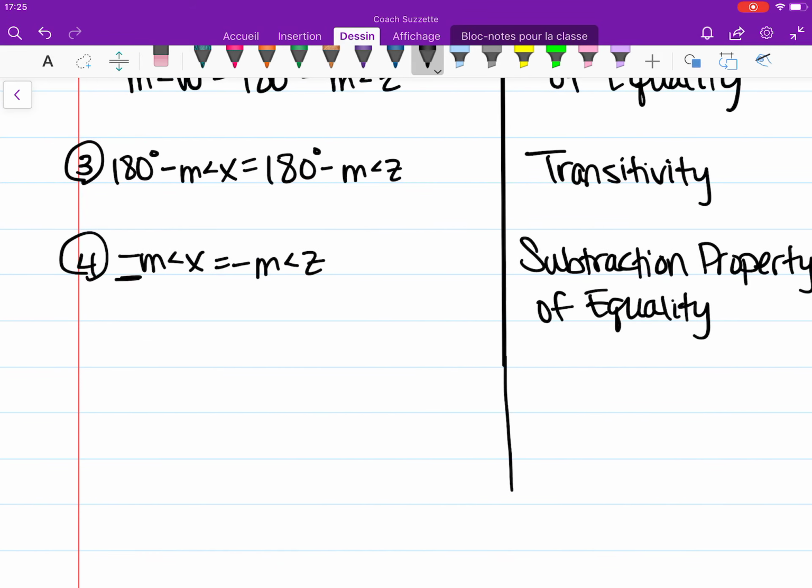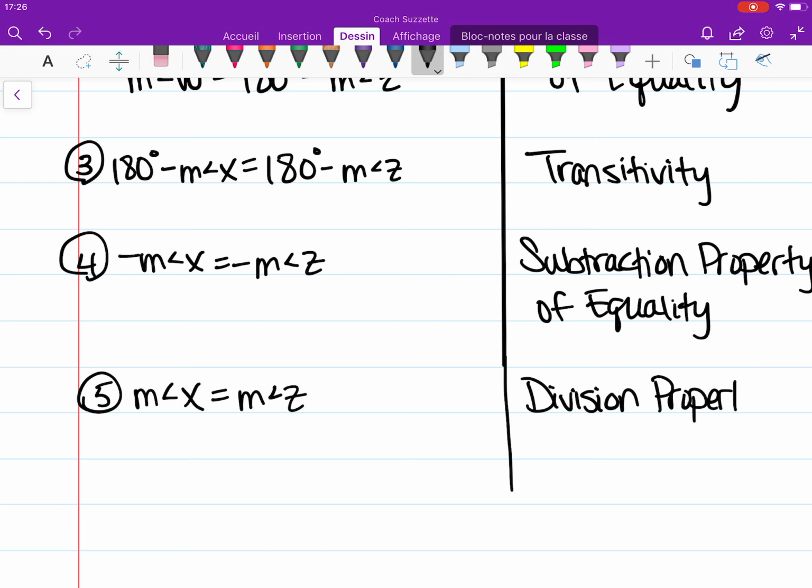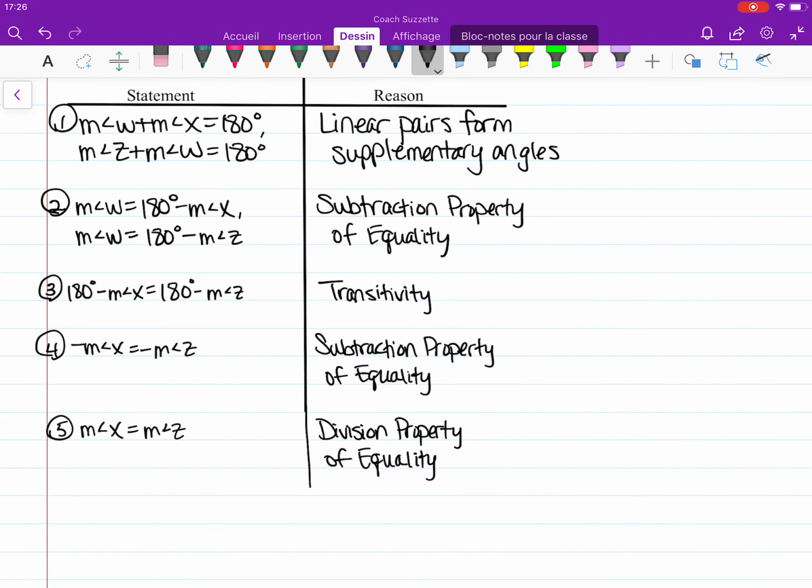Okay, but we don't want negative measures. We want positive ones. So if we divide both sides by -1, that's legit by the division property of equality. If we divide both sides of an equation by a non-zero number, we have an equivalent equation. So we're left with the measure of angle X is equal to the measure of angle Z. Oh, whoops, move this down. Division property of equality.